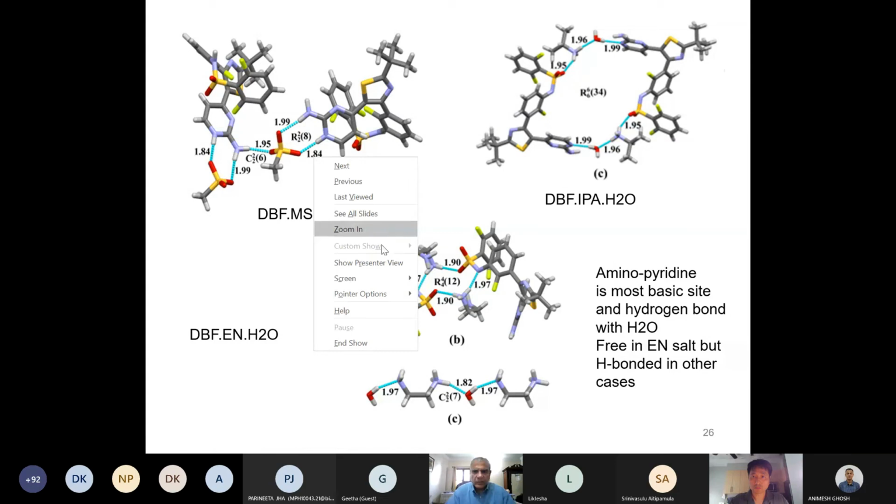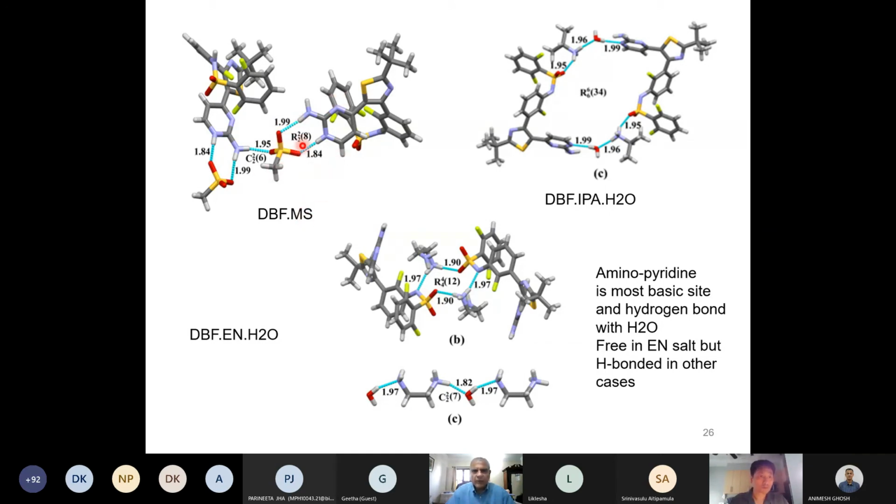Sorry, let me go back to the pointer view. So this is the crystal structure of the mesylate salt on the left top, where you see that the methane sulfonic acid hydrogen bonds to the aminopyridine, as I had mentioned in the introductory part of this system. This is the isopropylamine salt, and this is the ethylene diamine salt. We straight away go to the ethylene diamine salt, which is a hydrate and which has a hydrogen bonded chain between the water molecules and the protonated ethylene diamine.